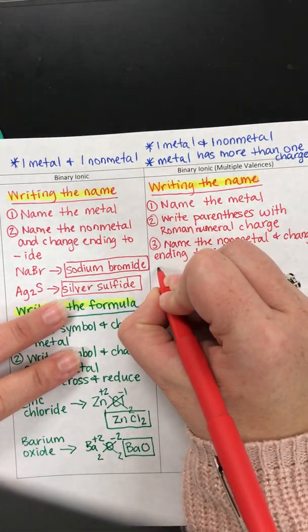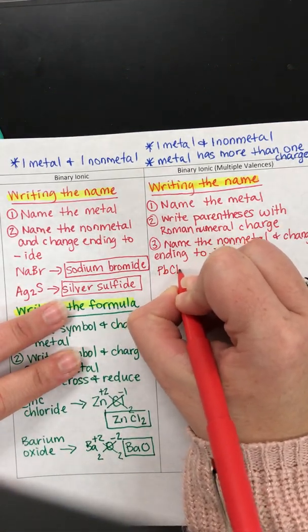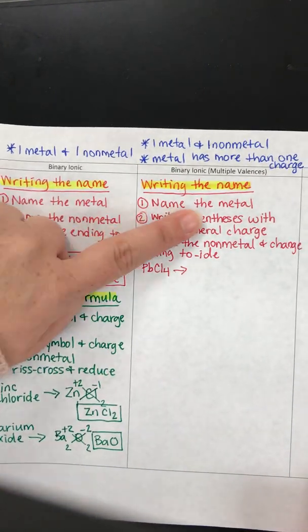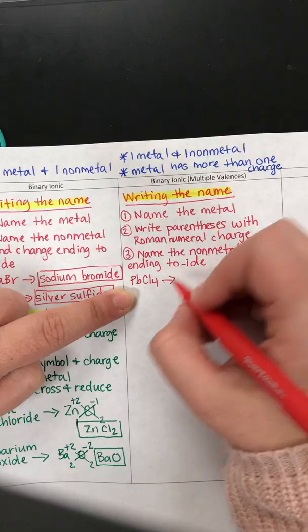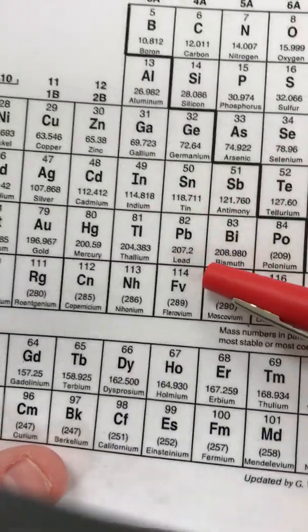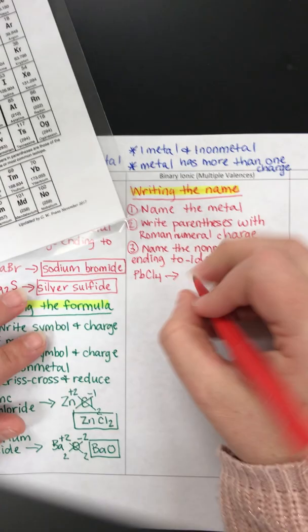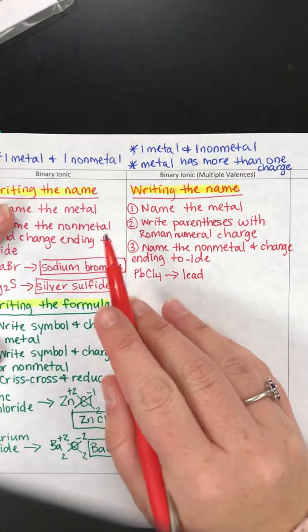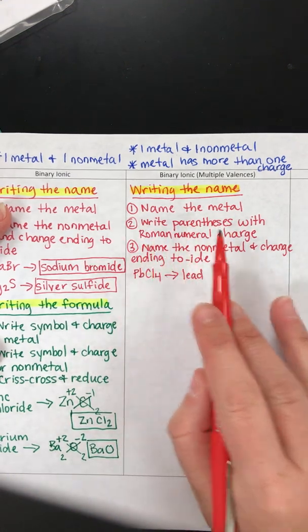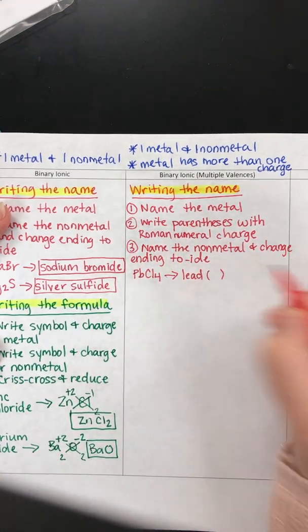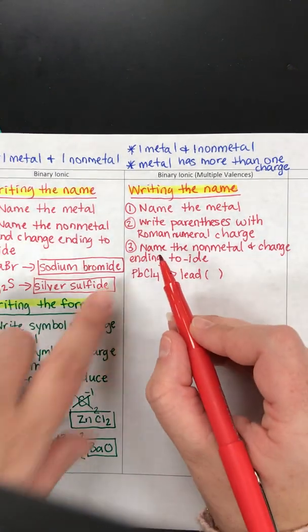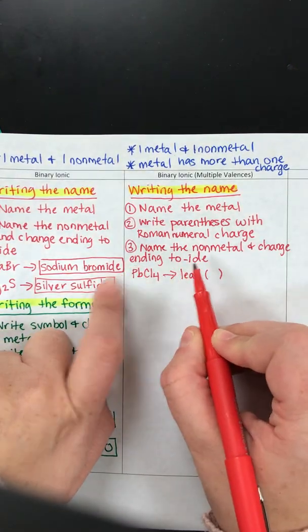So here's our first example we're gonna do, PbCl4, okay? So our first step says name the metal. Whatever's listed first is gonna be our metal. So the name of Pb from the periodic table, it's right here, is lead. So we've named the metal. We've accomplished step number 1. Step number 2 says write parentheses with our Roman numeral charge. Well, we don't know the charge yet. We'll come back to that in just a second. Then we're gonna name the nonmetal and change the ending to "-ide."